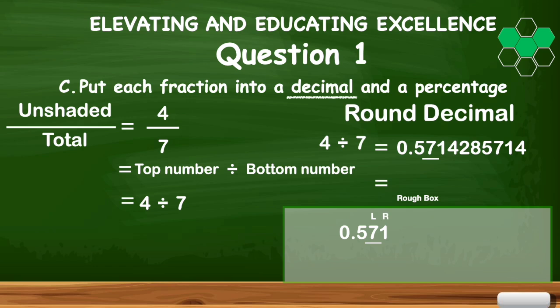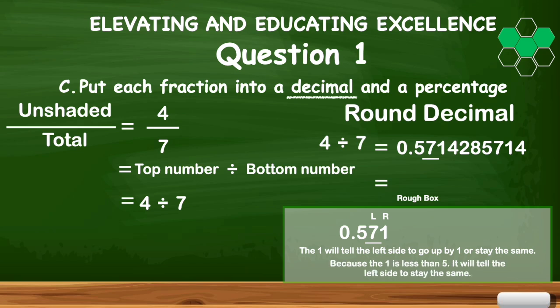The 1 will tell the left side to go up by 1 or stay the same. Because the 1 is less than 5, it will tell the left side to stay the same. So the answer will be 0.57.